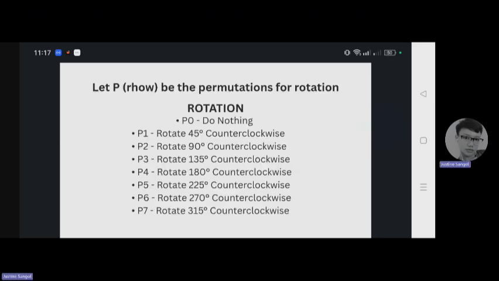Let rho be the permutation for rotation. Rho 0 is do nothing. Rho 1, rotate 45-degree counterclockwise. Rho 2 is rotate 90-degree counterclockwise. Rho 3, rotate 135-degree counterclockwise. Rho 4, rotate 180-degree counterclockwise. Rho 5 is rotate 225-degree counterclockwise. Rho 6, rotate 270-degree counterclockwise. Rho 7, rotate 315-degree counterclockwise.